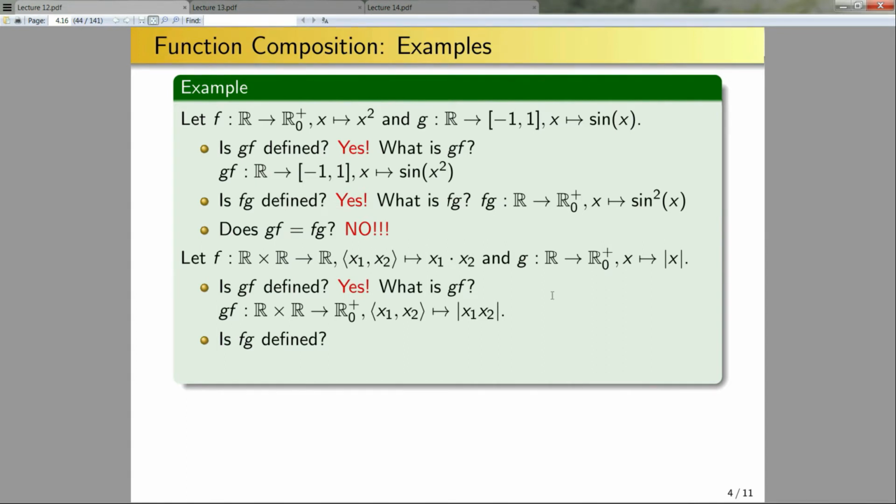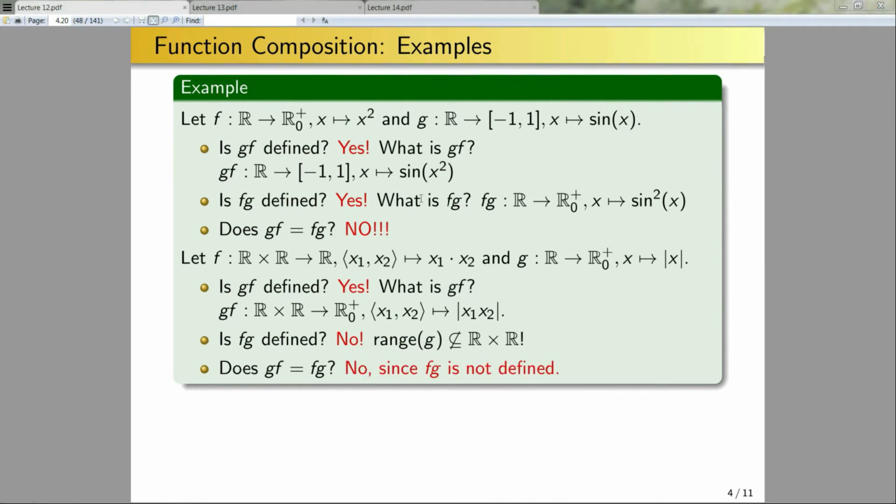So in this case, the codomain of g is simply this set here, and this is not going to be a subset of R cross R. Therefore, this is not defined, and to be explicit, it's not defined because the range of g is not a subset of R cross R. So now, does g∘f equal f∘g? No, since f∘g is not defined.